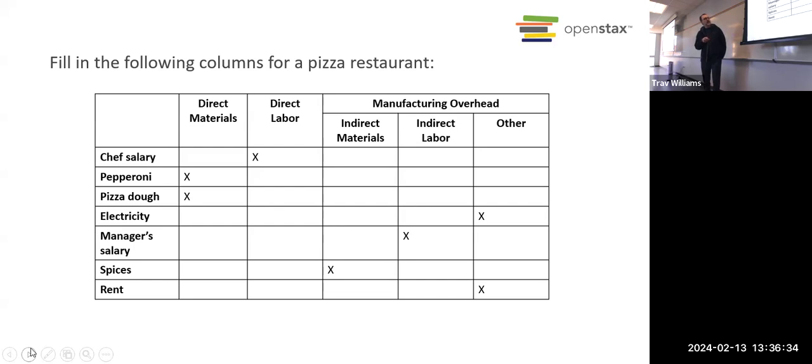What about the pepperoni and the pizza dough? It says those are both direct materials. Does that make sense? Okay. Then we've got electricity. That's way over here. Manufacturing overhead, and other. So the electricity used to keep the lights on and keep the oven going, keep the mixer mixing, that is a cost of production, right? And it's not a material, it's not labor. So it would go into this other manufacturing overhead category.